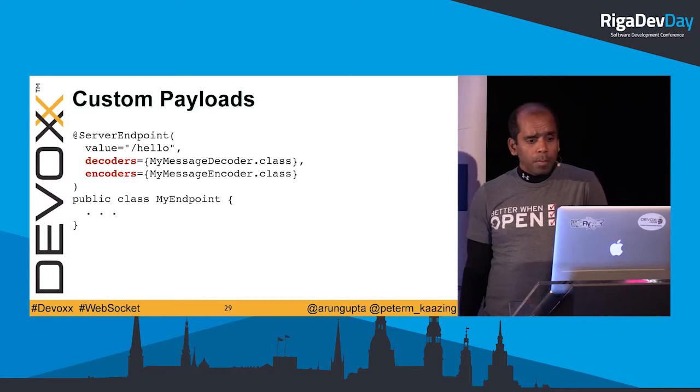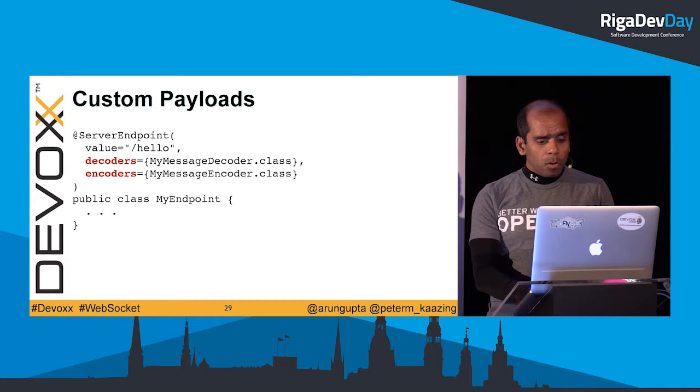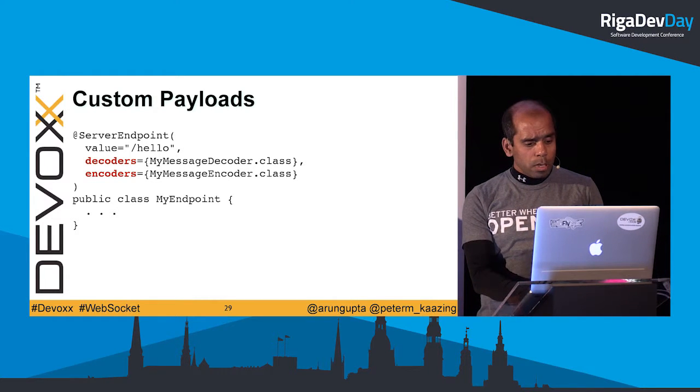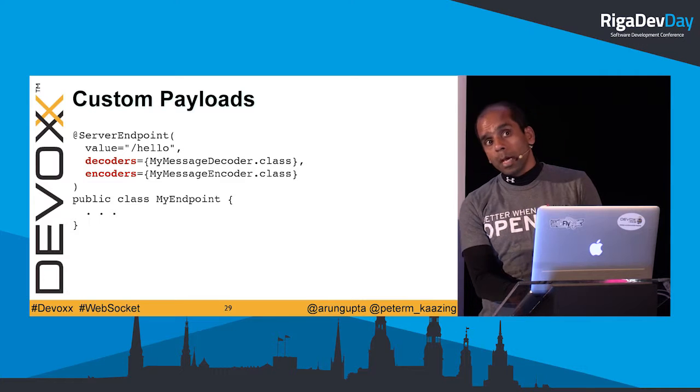So in this case, I could have a text decoder, for example. And here it's saying my message decoder implements Decoder.Text. I've got a decode method, which takes the string and converts it into my decoded class, which is my message in this case.